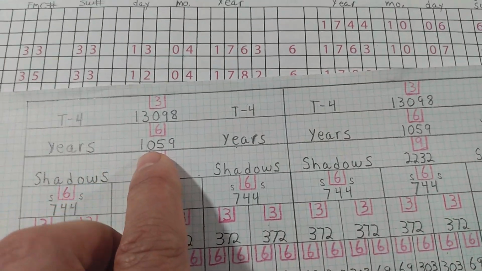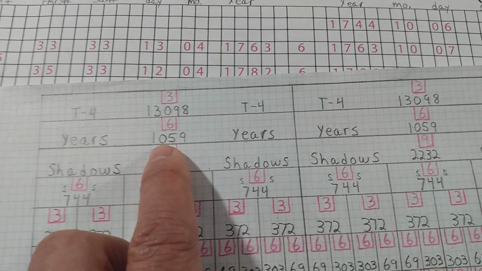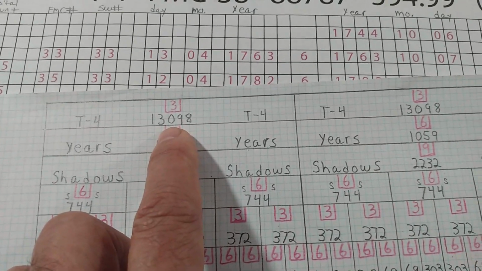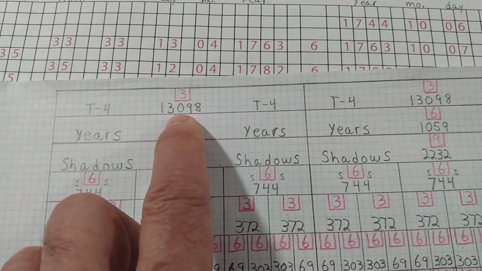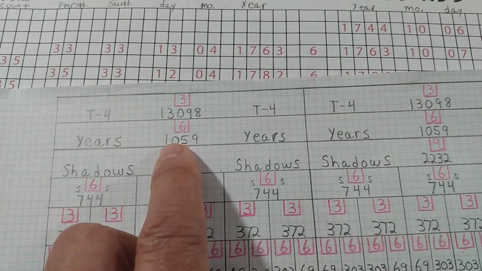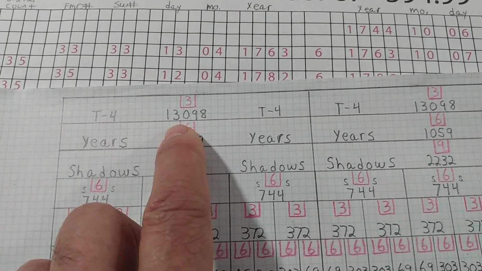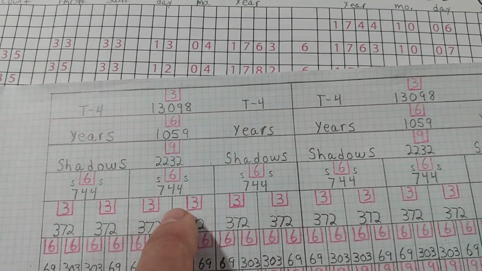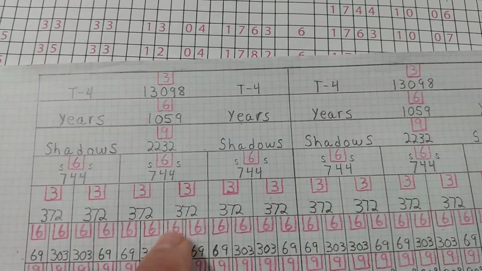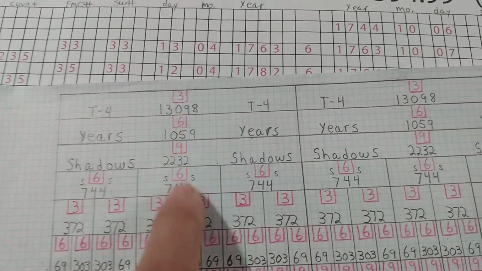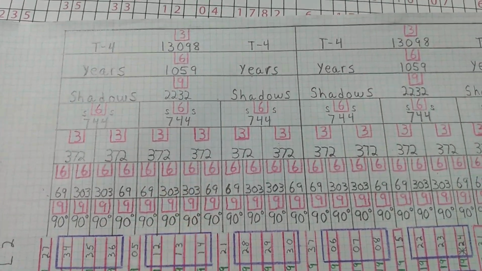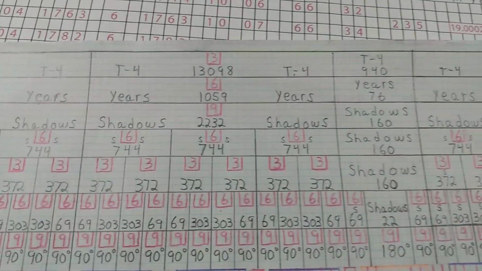Total time duration again is 1059, same as on the other side of the sheet of paper. That's going to be a 6. Total number of moon orbits around the Earth in that same time duration, in years, is going to be 13,098. That gives you this 3, 6, and 9 pattern. Right? 3, 6, 9, 9, 6, 3. There's a 3, 6, 9 connection that happens all the way through that whole thing in there.